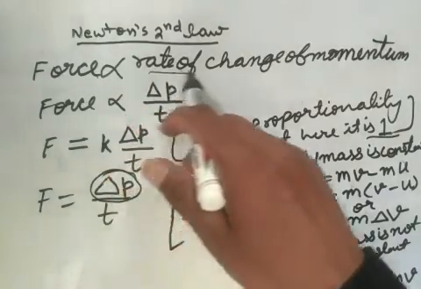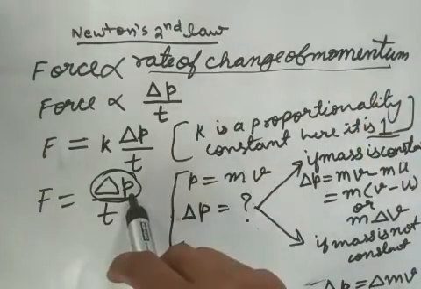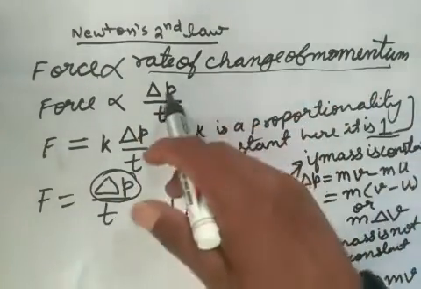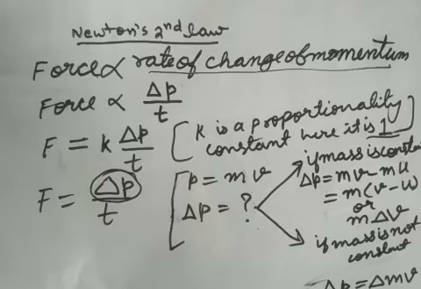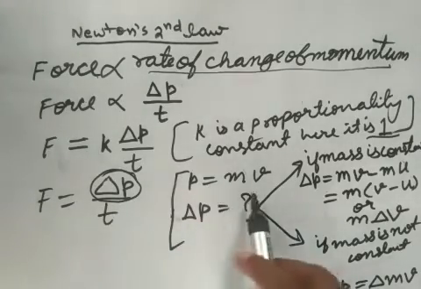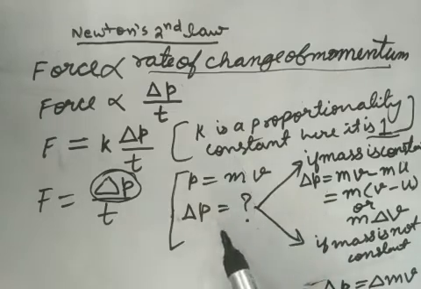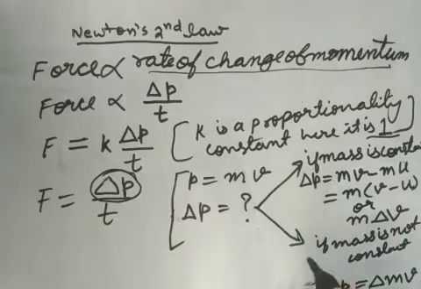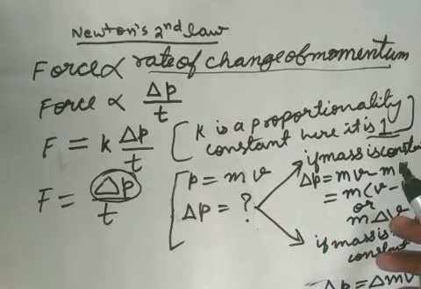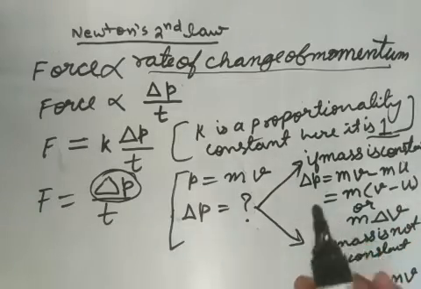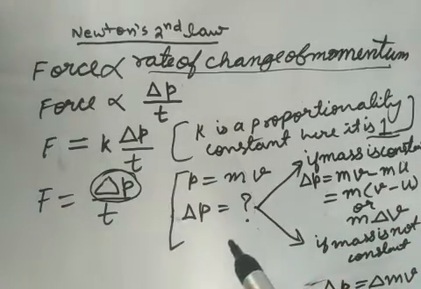So remember, rate of change of momentum is change of momentum upon time. Change of momentum is delta P. And what is this delta P? But before that, P is mv. So delta P is what? Here we have two conditions. If mass is constant, generally mass is constant. But okay, let us suppose we are dealing with both cases, if mass is constant and if mass is not constant.